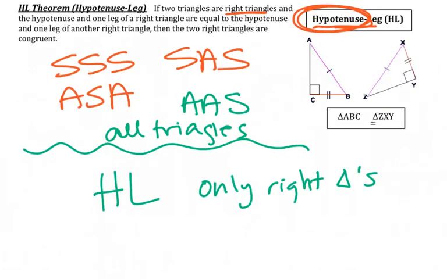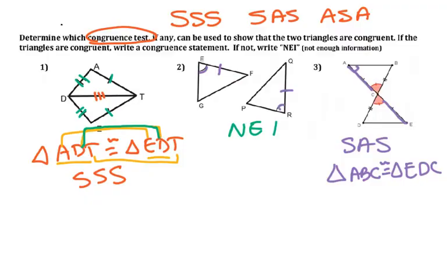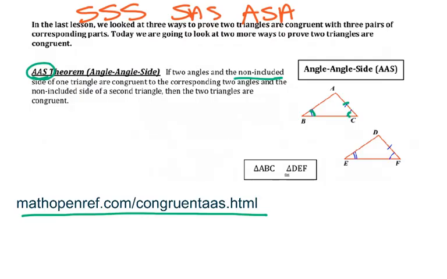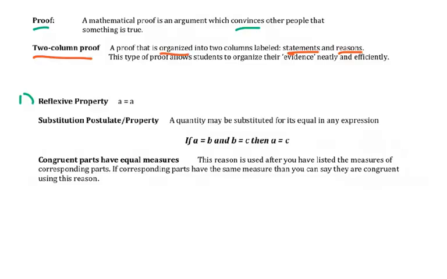And that's like if you look back at that first question that we did, where we said DT is congruent to itself, that's the reflexive property. It seems like an obvious statement, but again, we have to have a reason for everything. So if we're going to say DT is congruent to DT, the reason is reflexive property. Second, a really common one is substitution property.